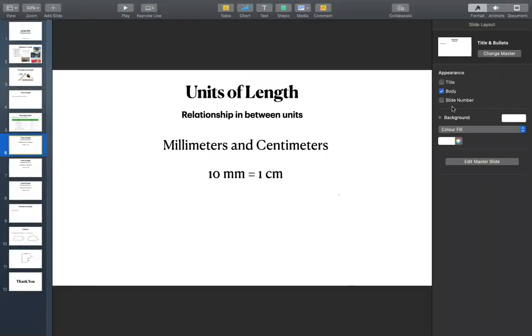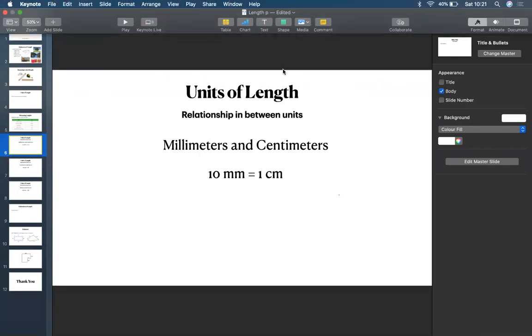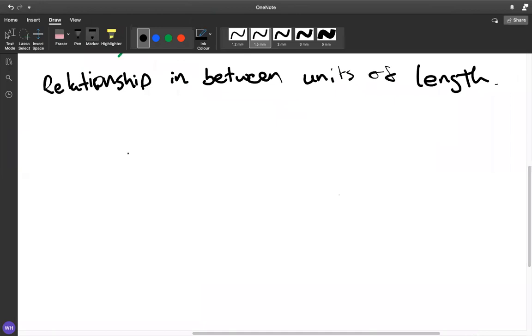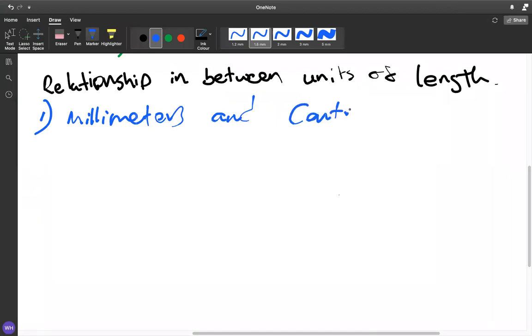Yes, under this one, first we will consider the relationship between millimeters and centimeters. Okay? Under that, write number 1. Millimeters and centimeters. Millimeters and centimeters.